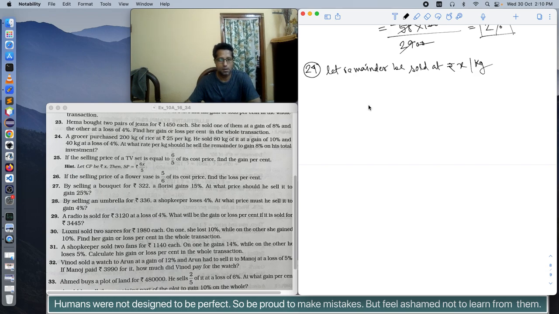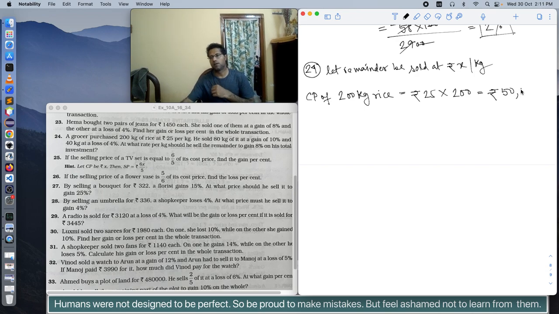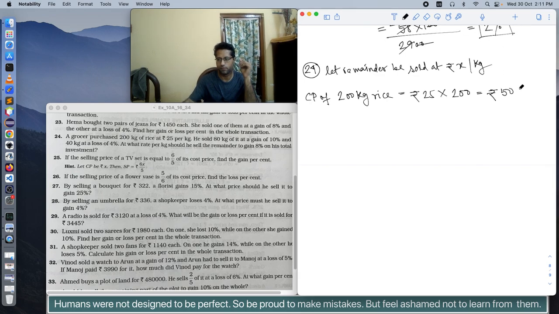Okay, so what do we have? A grocer purchased 200 kg of rice. So the CP of 200 kg rice, the total cost price of the 200 kg, is equal to rupees 25 multiplied by 200, as the 200 kg of rice was purchased at a rate of rupees 25 per kg, and hence the cost of 200 kg of rice will be 25 multiplied by 200. This is equal to rupees 5,000.